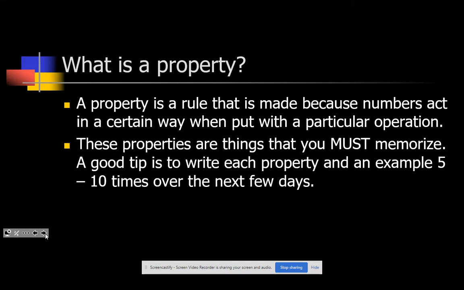These properties are absolutely things that you must memorize if you haven't already. For me, I would write each property and maybe an example 5 to 10 times over the next few days so that I have them in my head and I know why I can use them. A lot of Regents questions will suggest that you need to not only show what you can do, but explain why. And the explanation, quite frankly, is your knowledge of the properties.